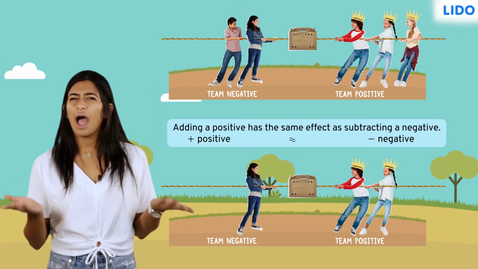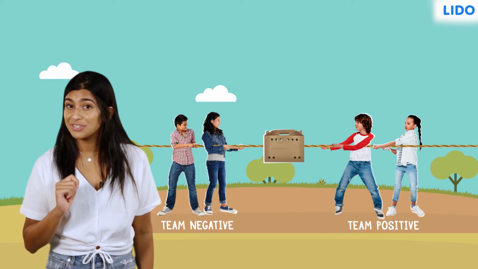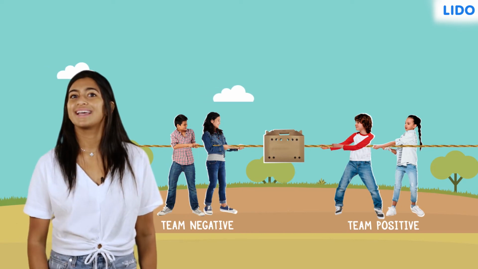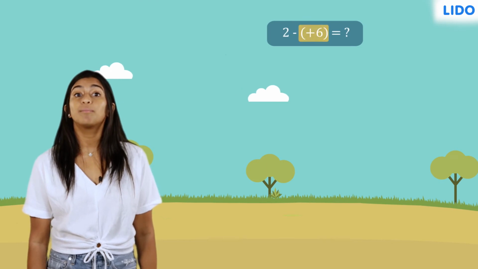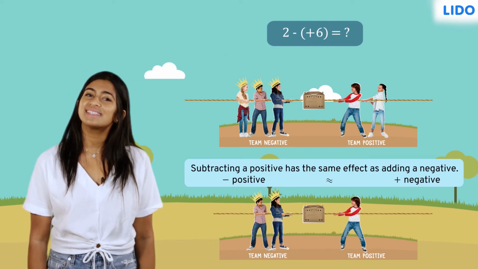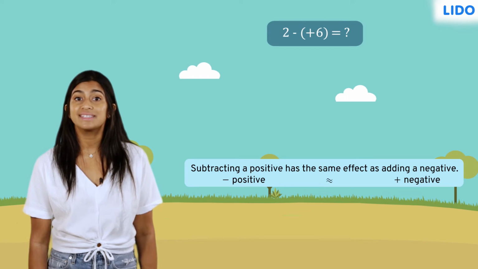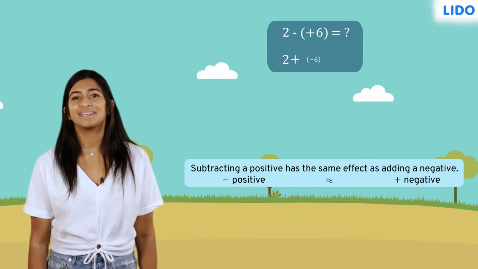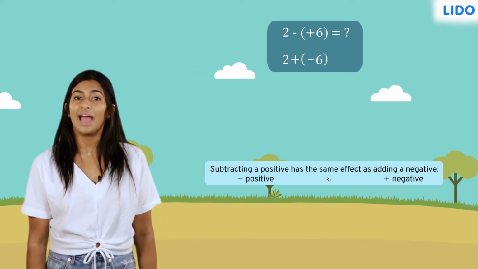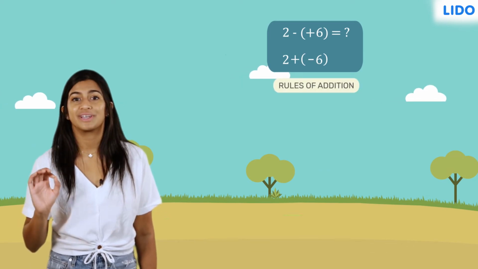But how does all this help us? Well, we can use this knowledge to subtract integers. Let's see how. Here, we have to subtract positive 6 from positive 2. We just learned that subtracting a positive is the same as adding a negative. So, we can rewrite this as 2 plus negative 6. Now, let's add these two numbers using the rules of addition.